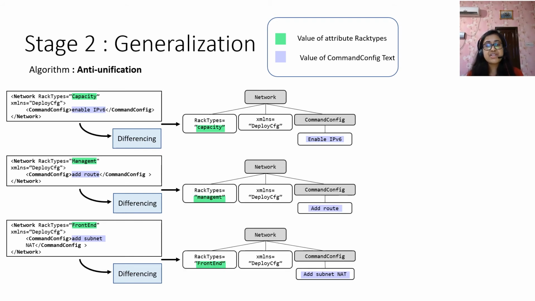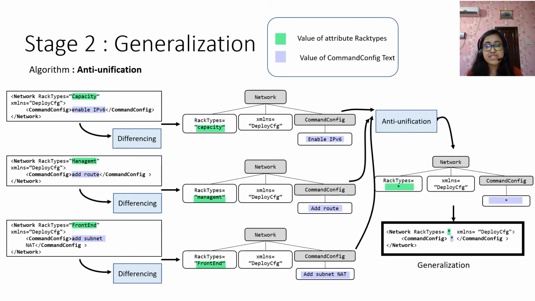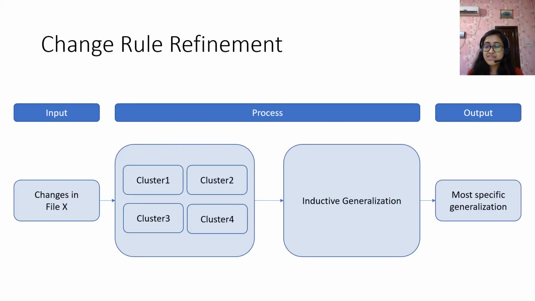Once we have these trees, then we run a set of two rules as part of anti-unification to extract the common subtree out of it and replace the differences with asterisks or holes. So this is how the common subtree looks. Converting the common subtree back into node, this is the XML node or the most specific generalization of the changes that were made in file X. So this covers the inductive generalization part.